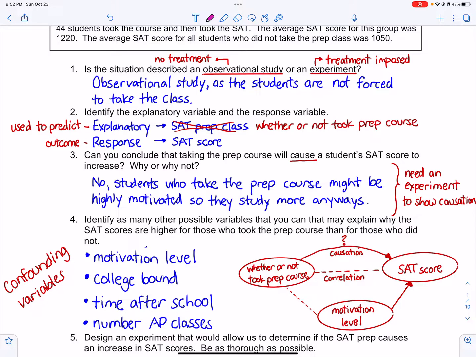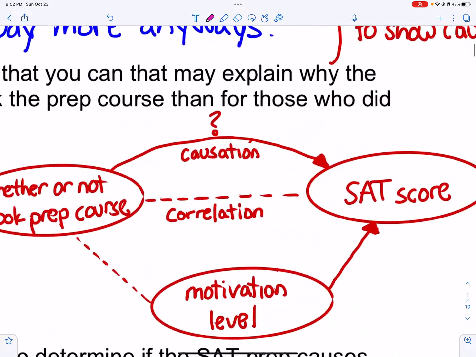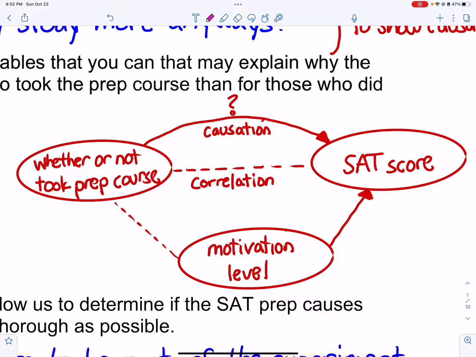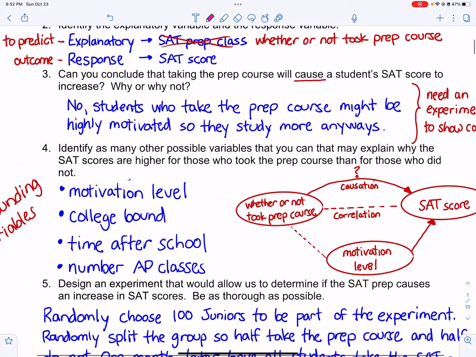Identify other possible variables. These are the confounding variables. You could have come up with other ones, but these are some that I came up with: motivational level, college bound, time after school. If you notice, whether or not someone took the SAT course, did that cause the SAT score, or did the motivational level cause the SAT score? Notice there's a correlation between whether or not they took the course and their score, but was that the reason, or was there something else, one of these outside reasons that were not controlled?